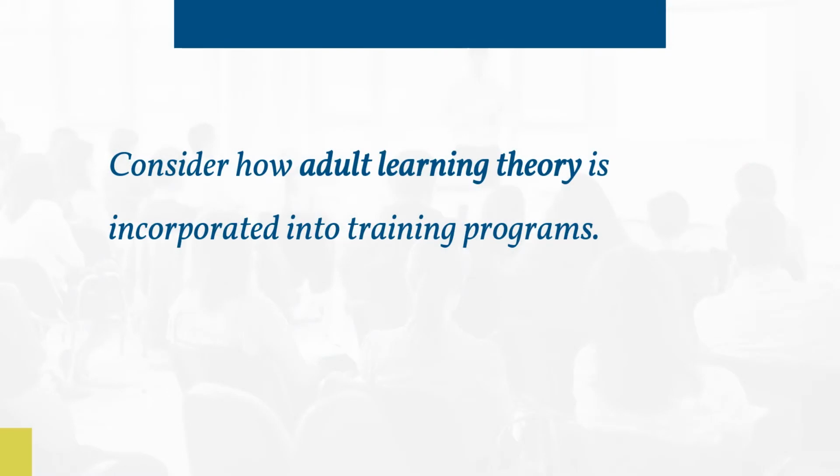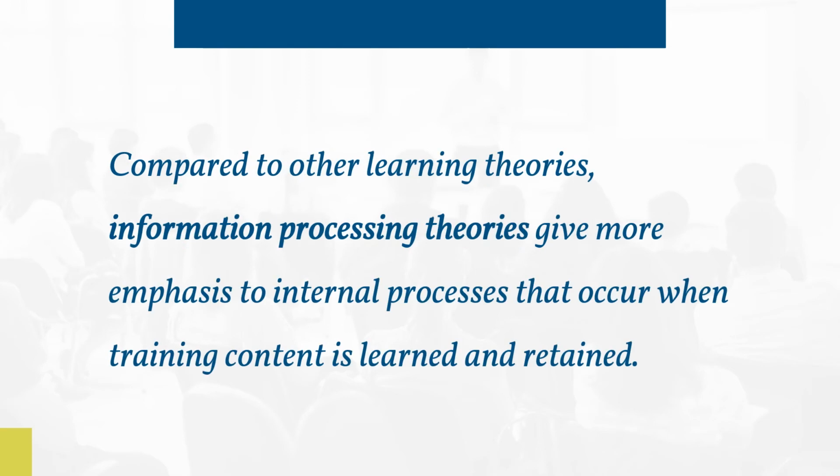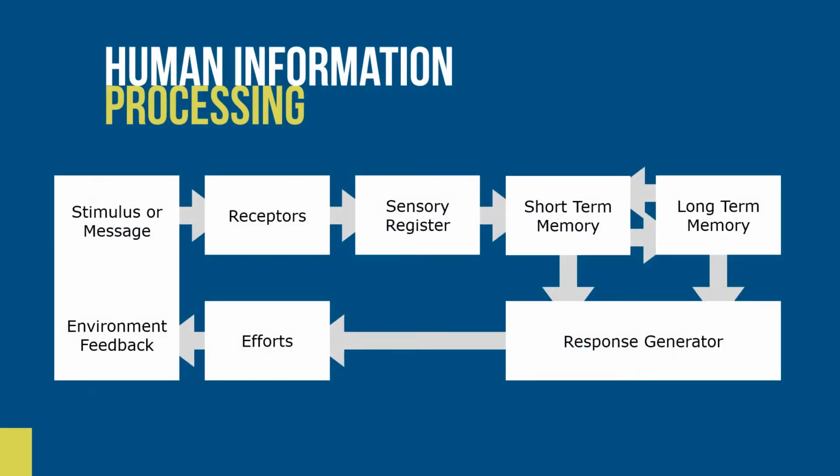Consider how adult learning theory is incorporated into your training programs. Compared to other learning theories, information process theories give more emphasis to the internal processes that occur when training content is learned and retained. This figure shows a model of information processing. Information processing theories propose that information or messages taken in by the learner undergo several transformations in the human brain.